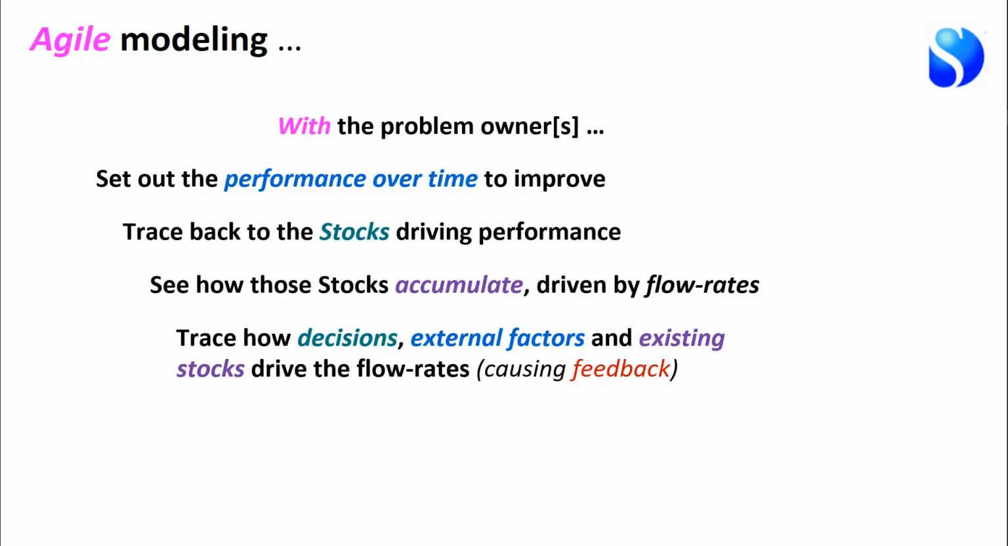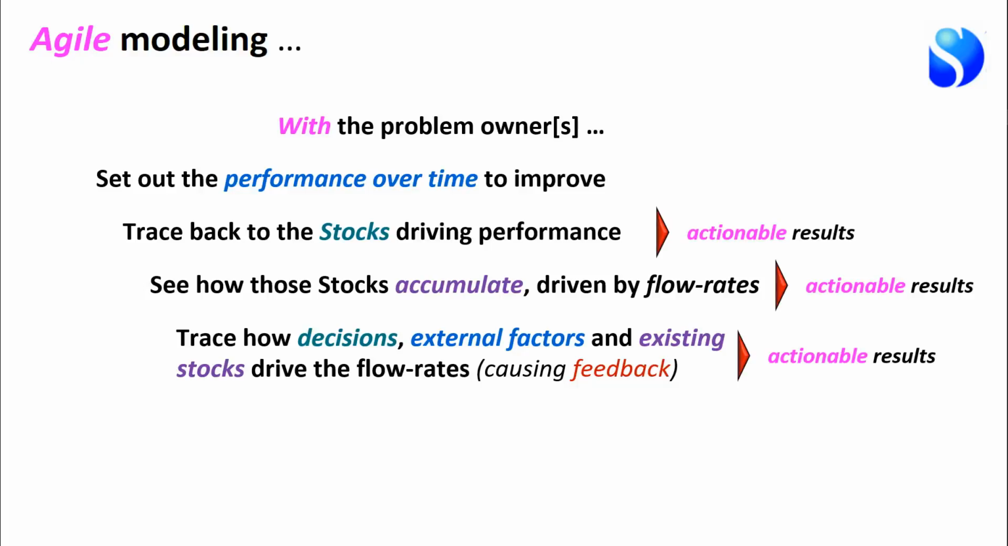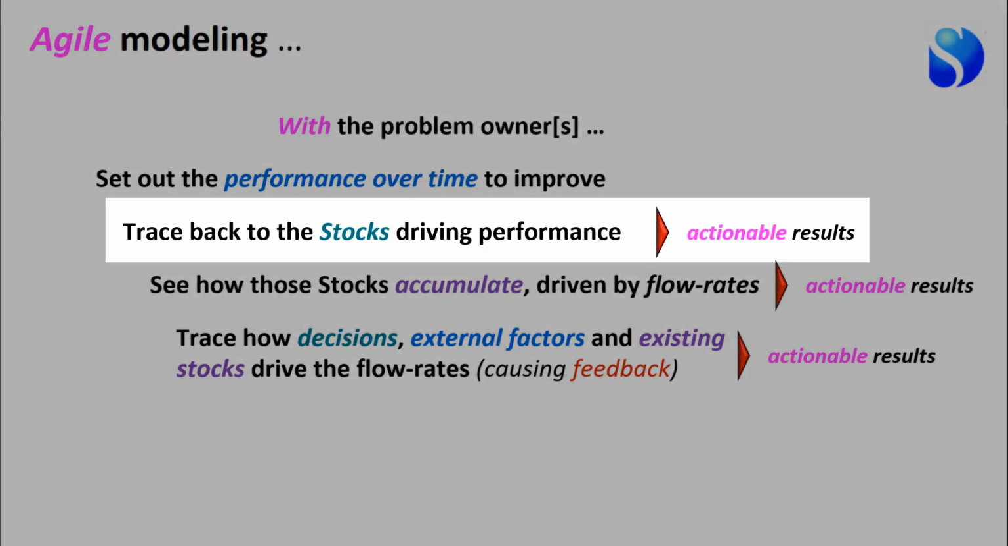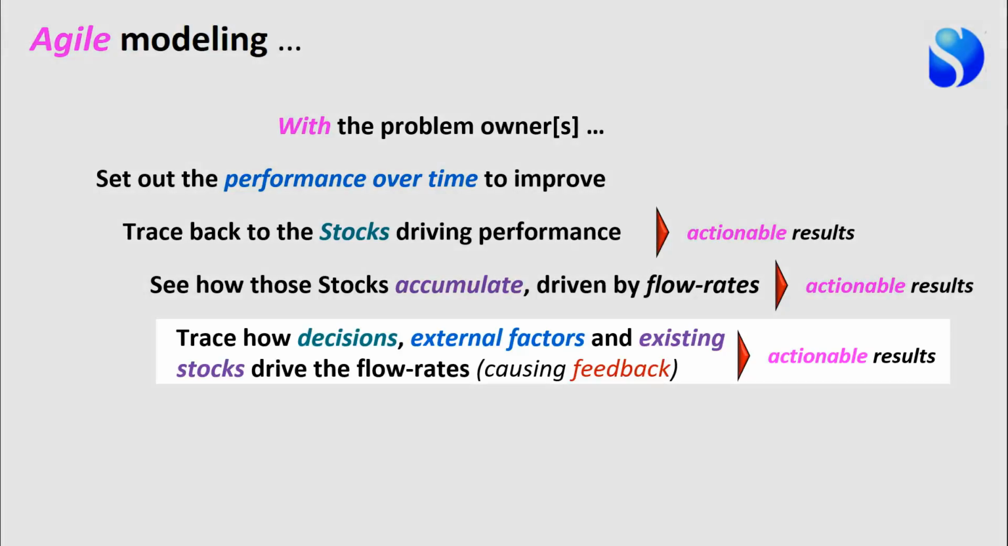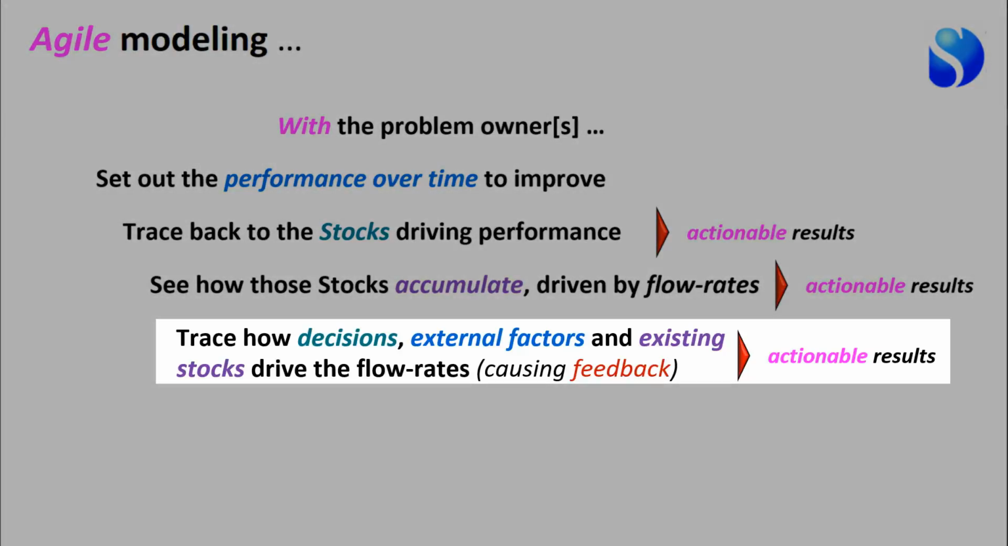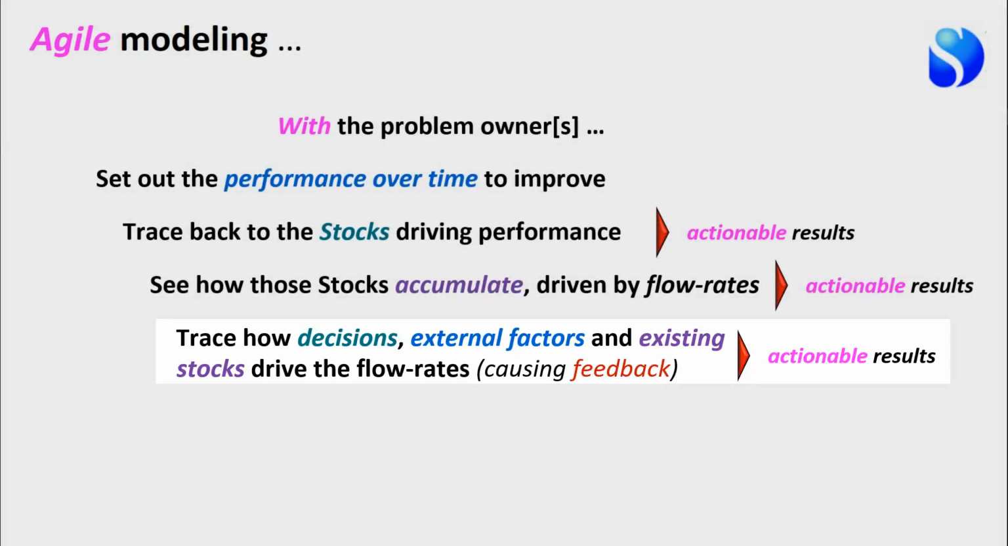The important thing about this process is that the user gets actionable results at every stage. In some cases, it can be a matter of minutes before you've discovered something important about the relationship between changes to a customer stock and what's actually happening to your sales performance. And then at the next stage, you get further actionable results. We've got problems with our sales, not because we're failing to win customers, but actually because we're losing customers at an increasing rate. Actionable results again, and then you get further actionable results when you see the relationships between these decisions, external factors and existing stocks.